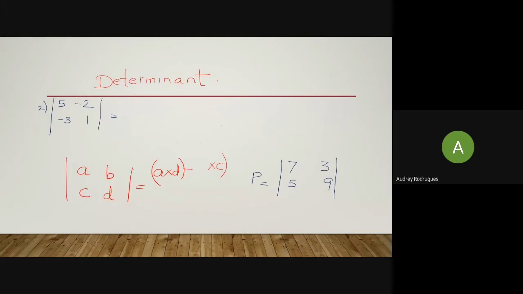Okay. Now Chaitanya was the first person to raise his hand. Chaitanya, can you give me the answer for P for this determinant? P is equal to A into D minus B into C, which is 7 into 9 minus 3 into 5, equal to 63 minus 15, equal to 48. Everyone has got this as the answer.